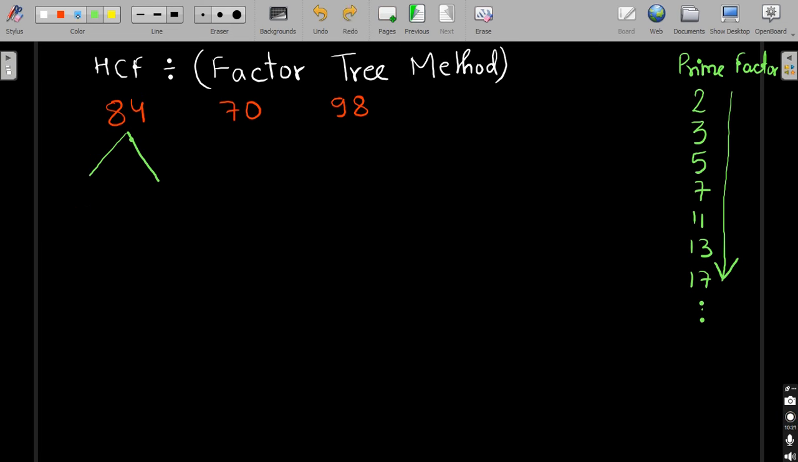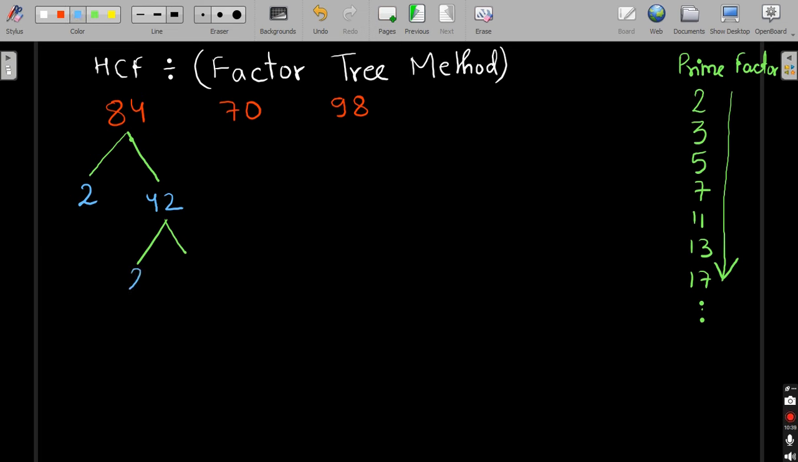So let us start. 2. 2 how much is 84, I can say here. So 2, 2 4s are 8, 2 2s are 4, as you are able to see. Next again I need to break this 42 into 2 prime numbers, basically. Now how will I break here?